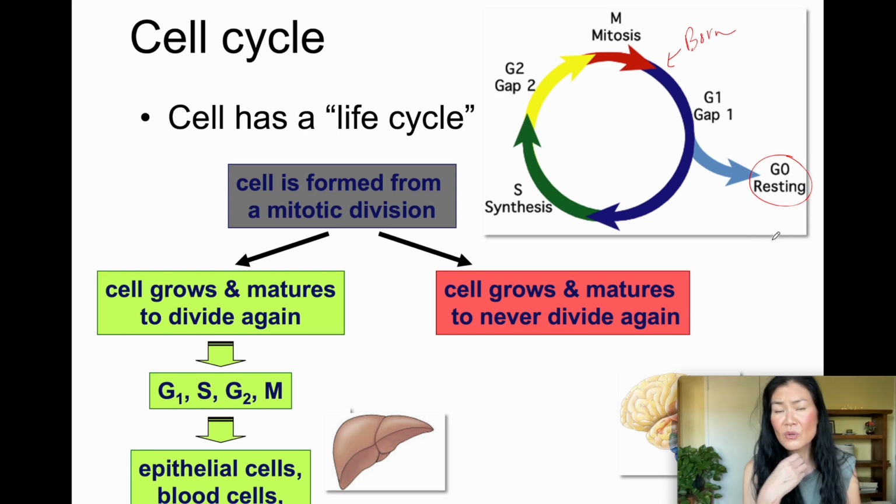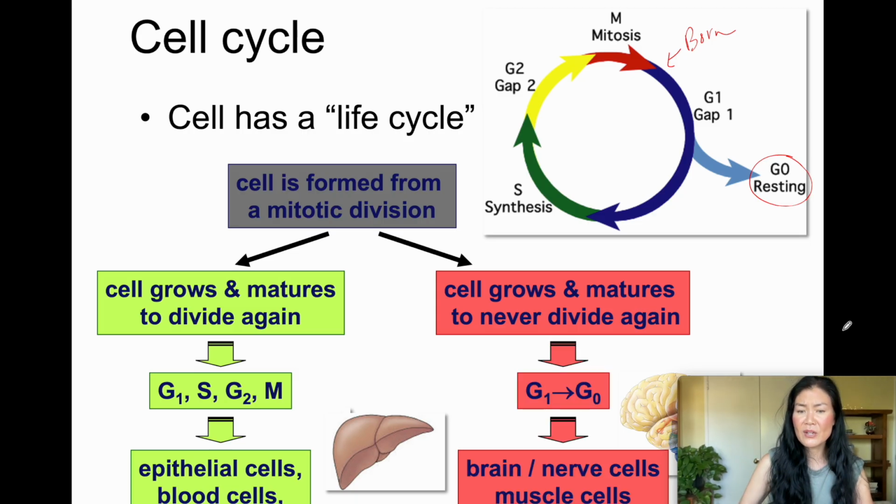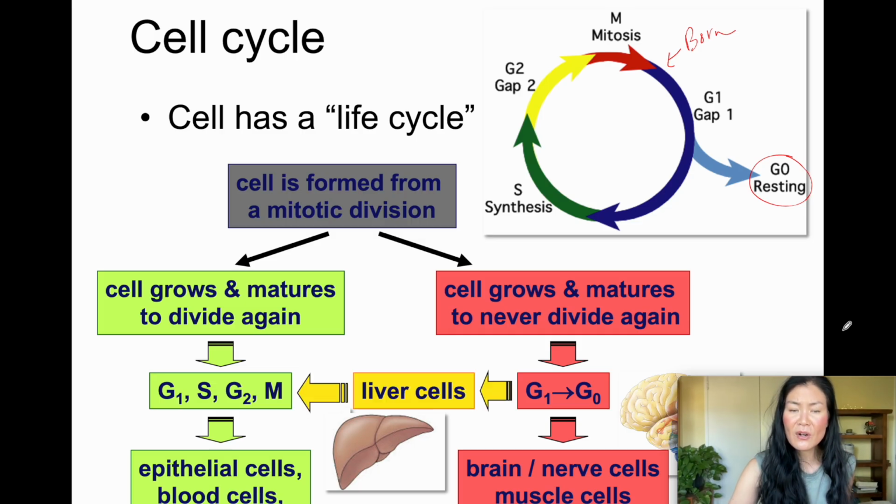They're never dividing. So for example, our liver cells, our brain cells, muscle cells, they grow and mature, but they never divide. Okay, so brain, nerve cells, and muscle cells. Liver cells are in G0. However, liver cells are very unique in that they can go back into the G1, and then the S phase, G2, and actually divide. So if you ever donated part of your liver, it could actually go back. It's in G0, but then it would go back into G1, and then into the S phase and G2, and then mitosis and grow back.